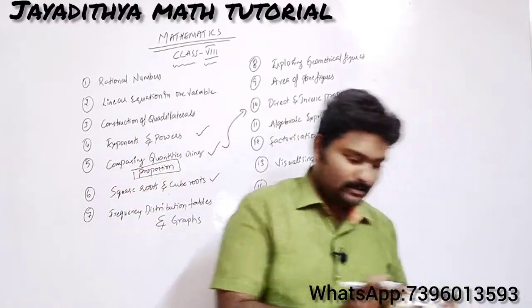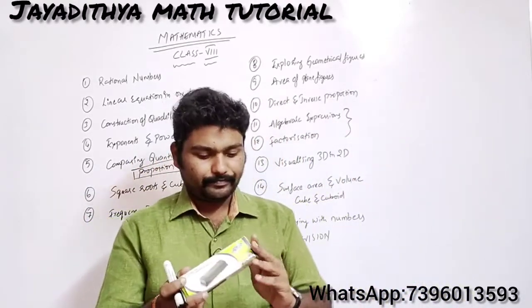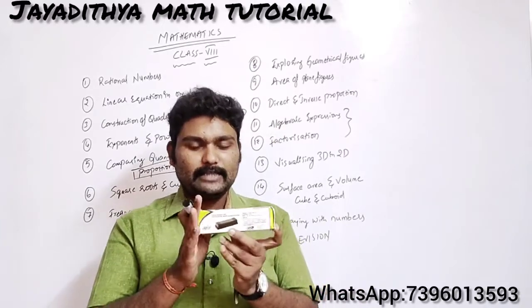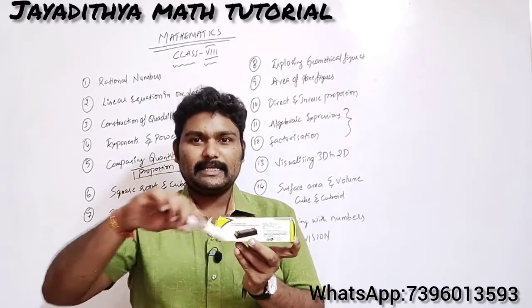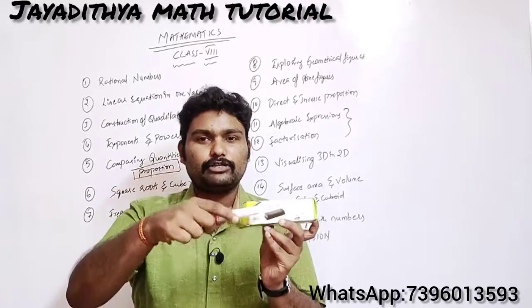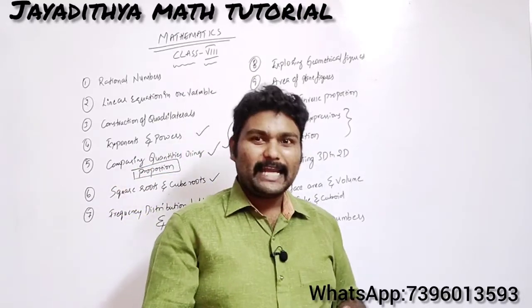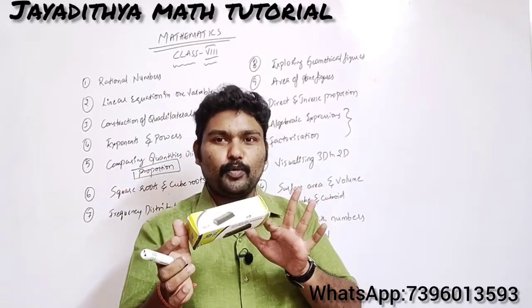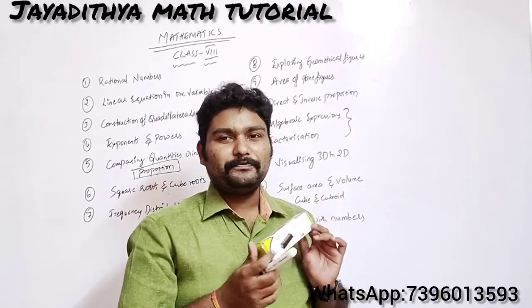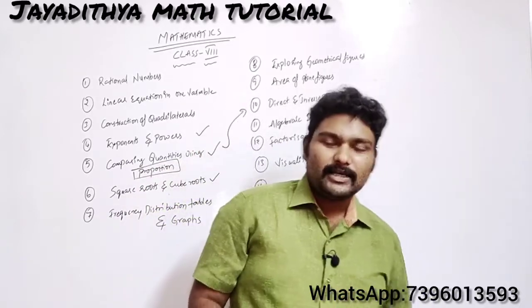For example, let me take this box here. So this is like a cuboid. It has a length, it has a breadth here, and also it has some height. So we have 3 dimensions here. But how to represent a cuboid in a 2-dimensional area? So we'll be learning about that.